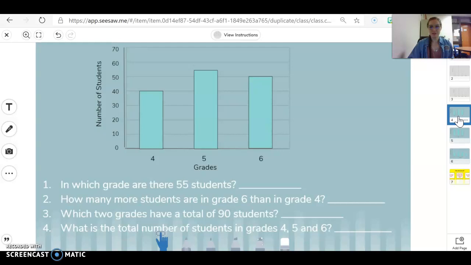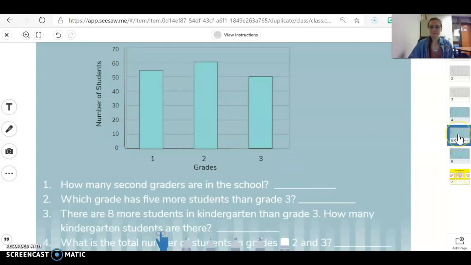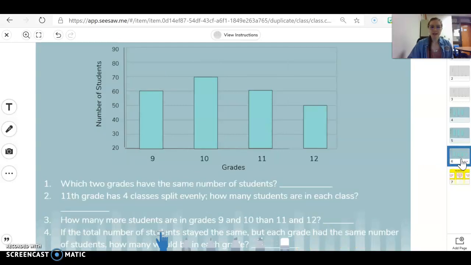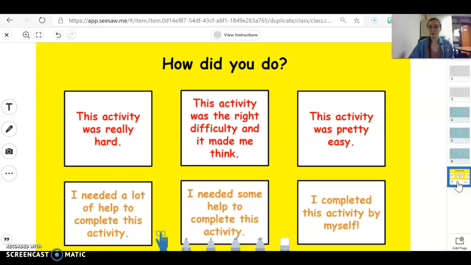When you move into slide 4, you can see the graph looks a little bit different. Now we're into traditional bar graphs, making sure you're looking at the side to know what that stands for and the increments that they're going in. Slide 5, you would do that readjustment for that bottom one if your screen looks like this. And then slide 6. All right, so when you are done, we have how did you do again.